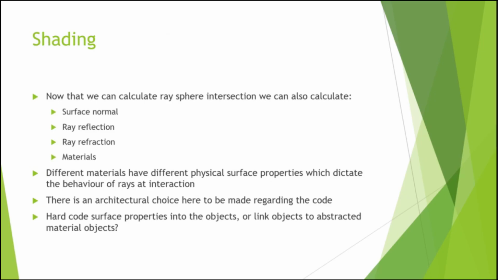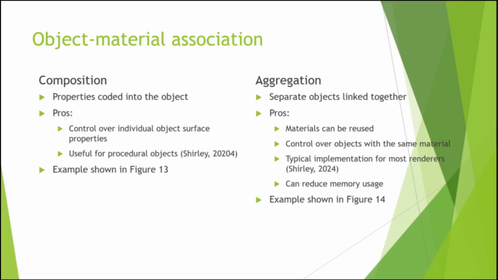Now we've got intersection, we can calculate normals, reflections, and materials. Different materials have different surface properties which dictate their behavior. At this point, there's an architectural choice to be made in code about the composition, the association. So we can use composition where we hard code these material parameters into the objects, or we can have separate material objects which are connected to the renderable objects.